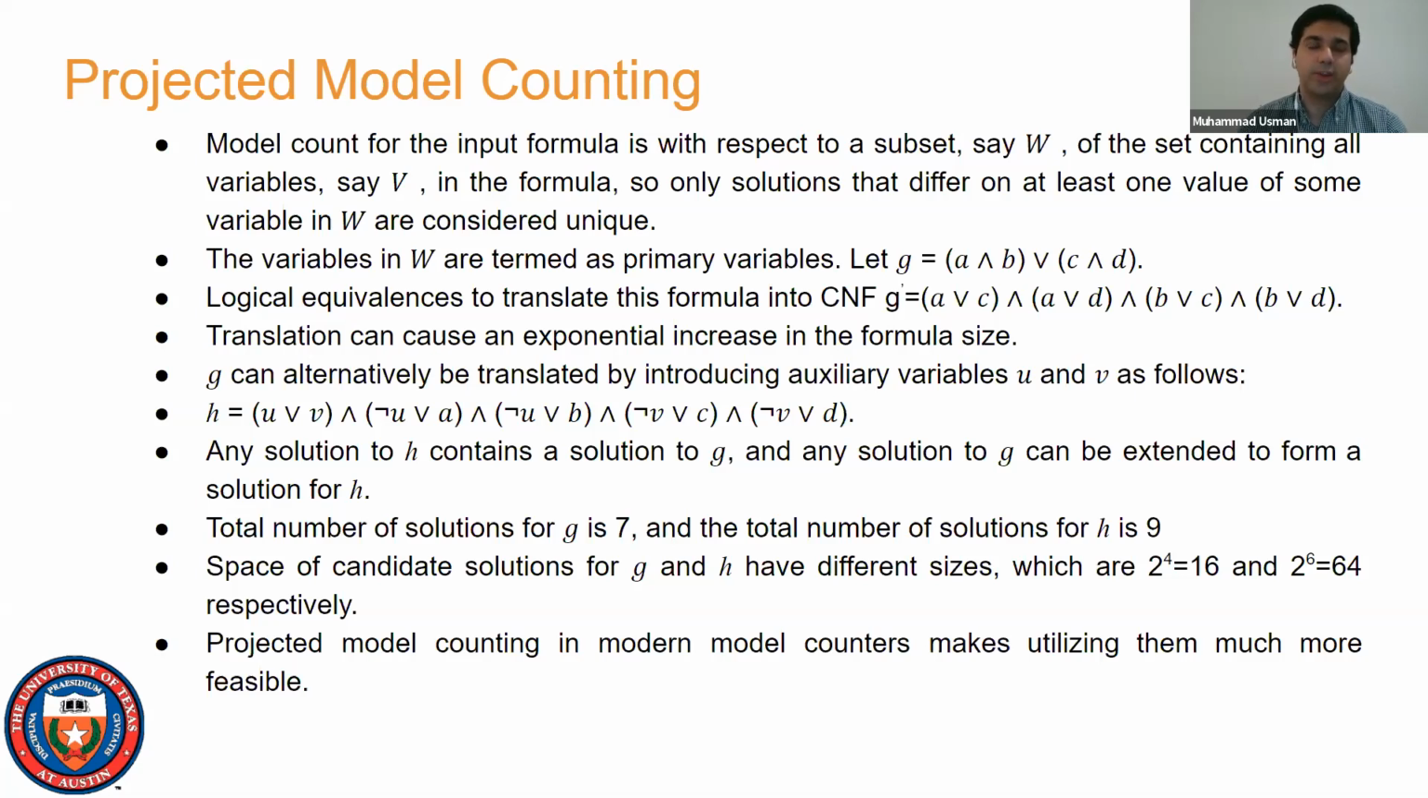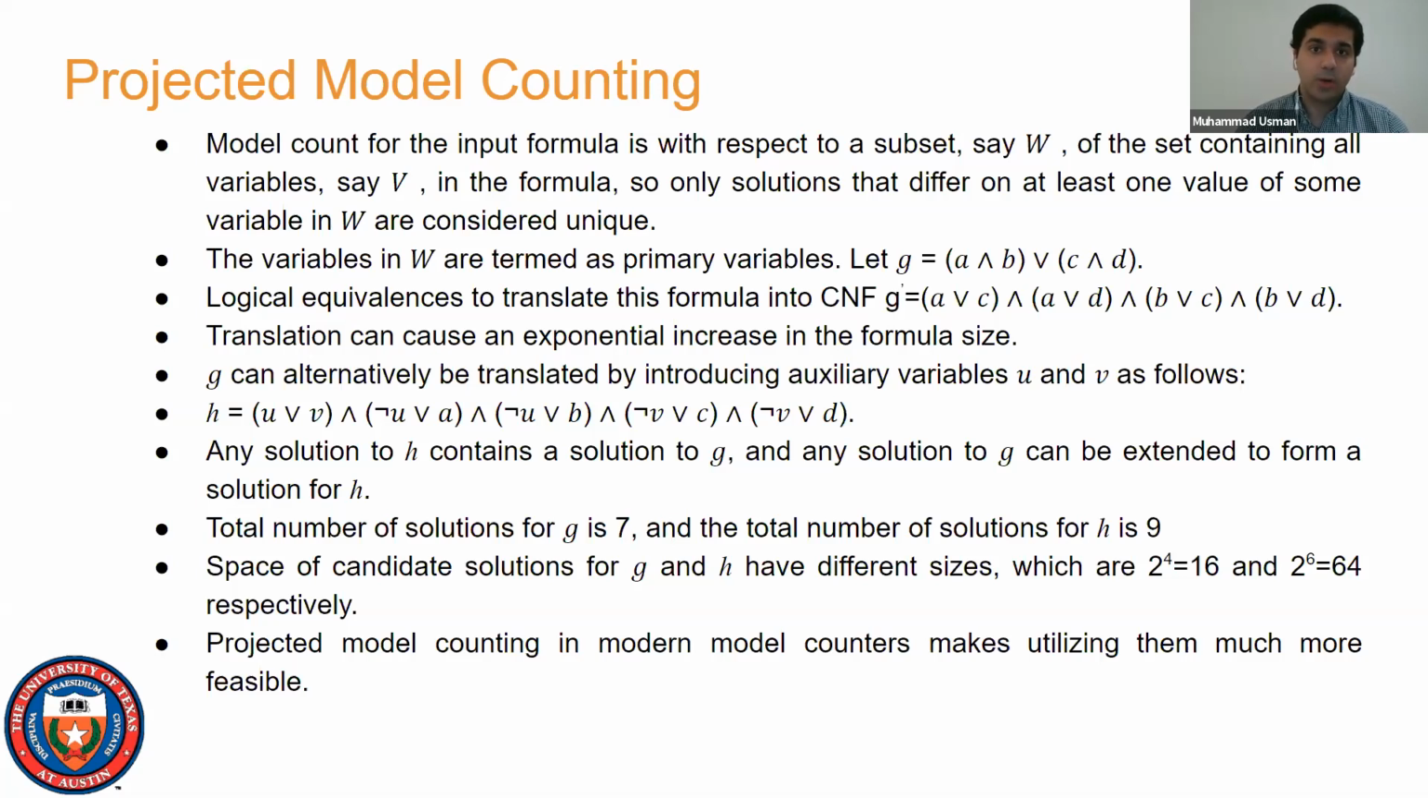So what the recent model counters do is introduce auxiliary variables, for example, U and V, and translate the formula G to H. It might look like a different formula, but the satisfiability is the same, although the model count differs, because now the state space is not 2 power 4 equals 16. That's not the case anymore. It's 2 power 6 equals 64 now.